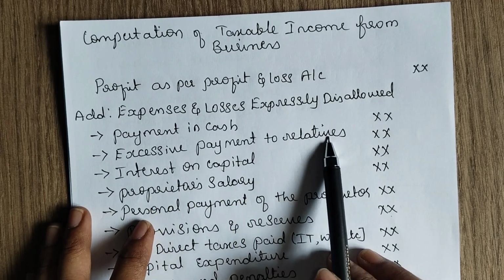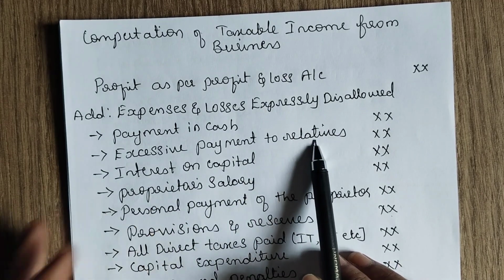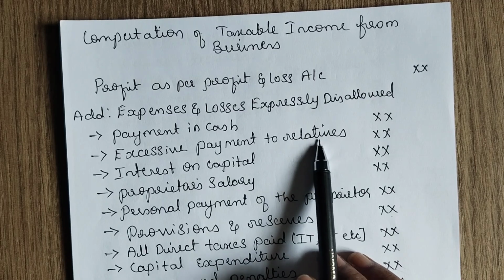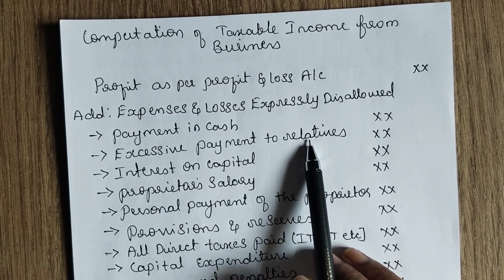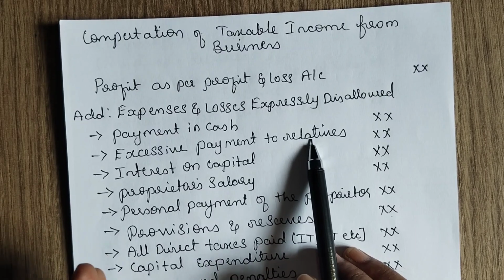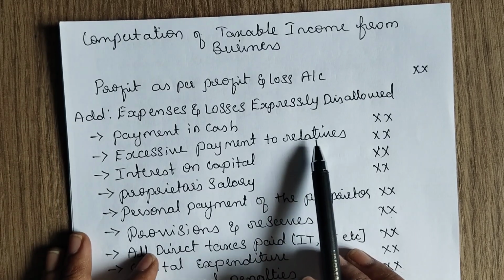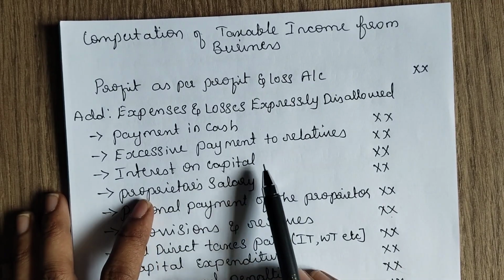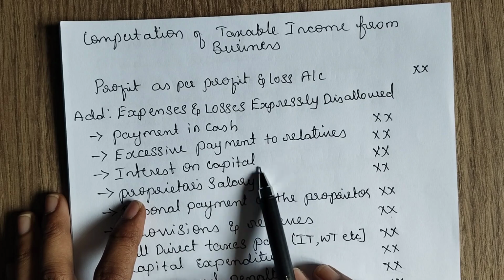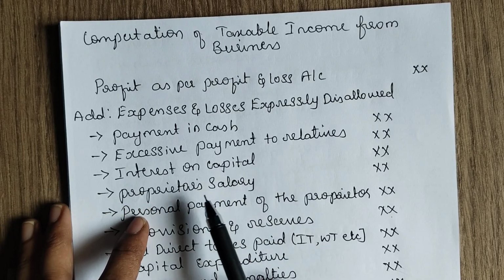Excessive payment to relative: you made a payment to a relative, it is personal. We have a business entity concept. What that concept says is that the owner and the business should be treated separately, so it is disallowed. Interest on capital, see, the business entity concept applies again here.